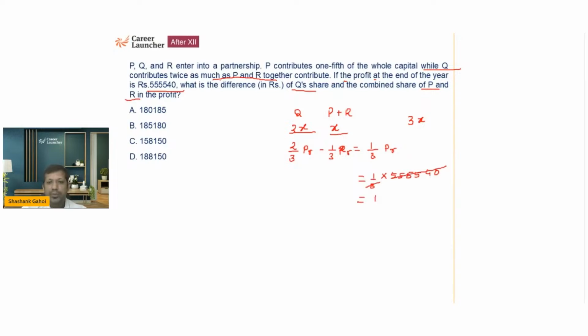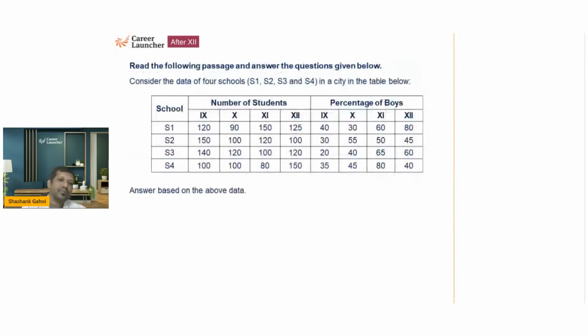3, this is going to be 1, then 2, 5, 8, 1, 5, 5, then 1, then 8, and 0. So 185, 180. So the answer of this question is going to be option B. Okay.